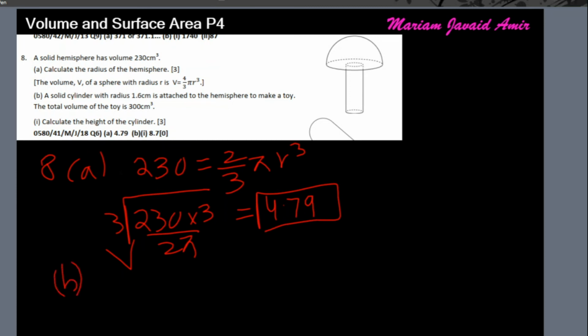Part B, a solid cylinder of radius 1.6 is attached to the hemisphere to make a toy. The total volume is 3000 centimeter cube. Calculate the height of the cylinder. So now the total volume is 3000, and we already know the volume of the hemisphere, which is 230, plus the volume of the cylinder, which is pi r square h, and we know the radius, which is 1.6 square, and we don't know the height. So we'll simply rearrange: 3000 minus 230 is 2770, and we divide it by 1.6 square times pi, and we get 8.7.